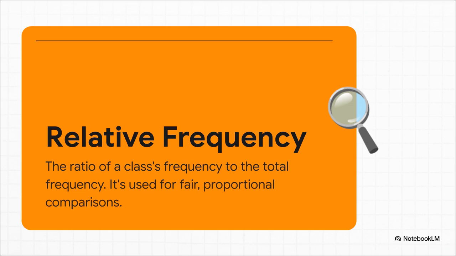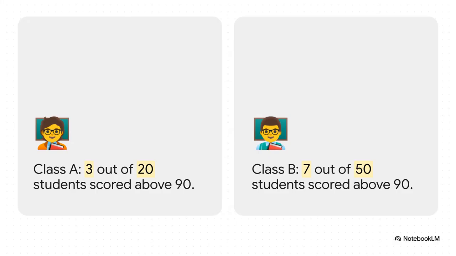It's so simple. You just take the number of items in a category and divide it by the total number of items. This turns everything into a nice, clean proportion or a percentage so you can make a true apples-to-apples comparison. Okay, let's look at this exact problem. In Class A, you've got 3 students who got top scores out of a small class of 20. In Class B, 7 students got top scores, but it was a much bigger class of 50.